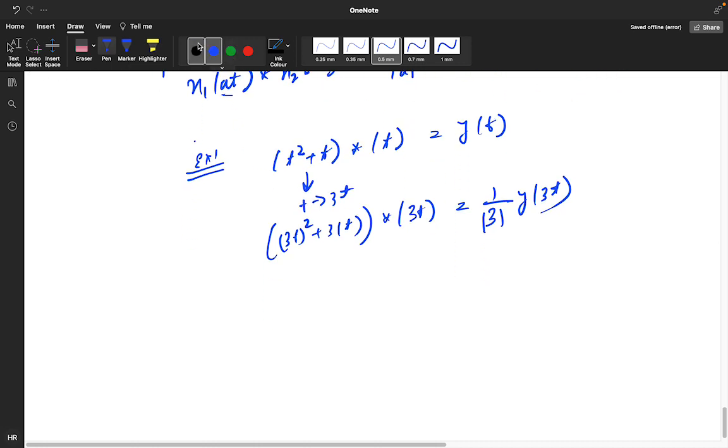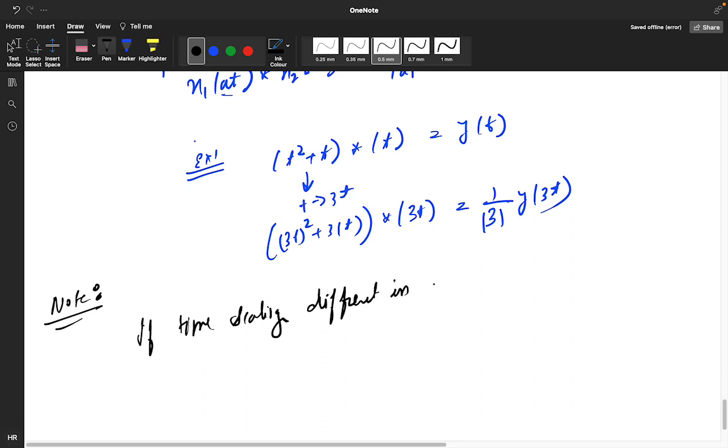Note it down: if you are getting two different time scalings in the two signals, then do it by the general process.